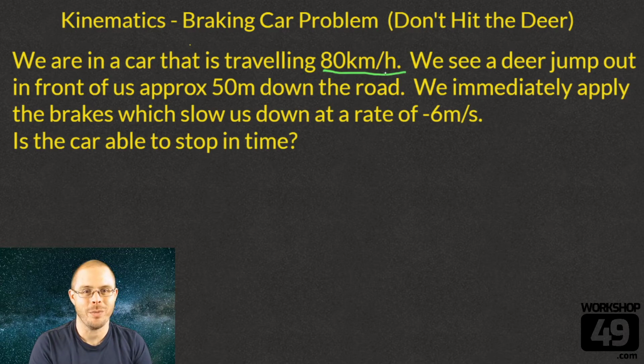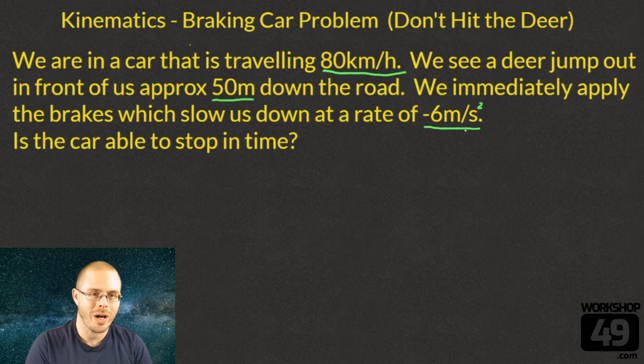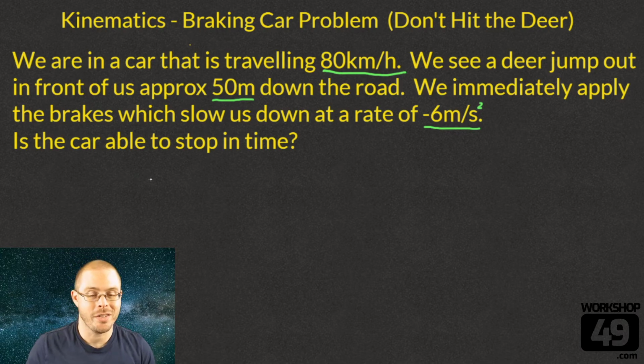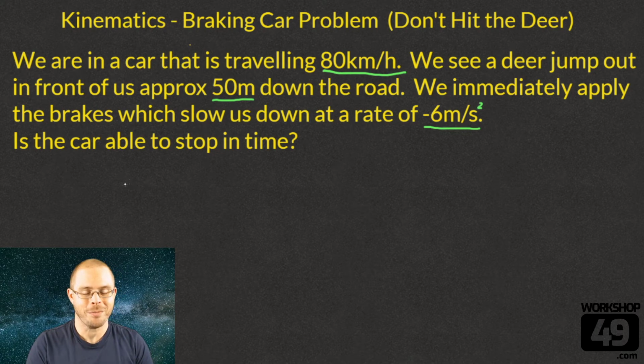So we're going to highlight the key information. Our car is traveling 80 kilometers an hour, and we see a deer jump out in front of us, approximately 50 meters down the road. We see the deer, we immediately apply our brakes, and it slows us down at a rate of -6 meters per second squared. That's our acceleration. The question is: is the car able to stop in time? Is the deer safe? Don't hit the deer.